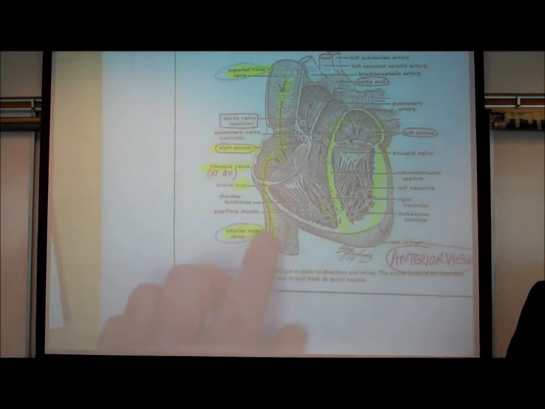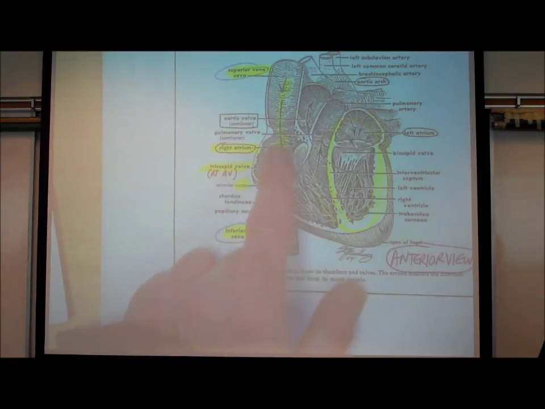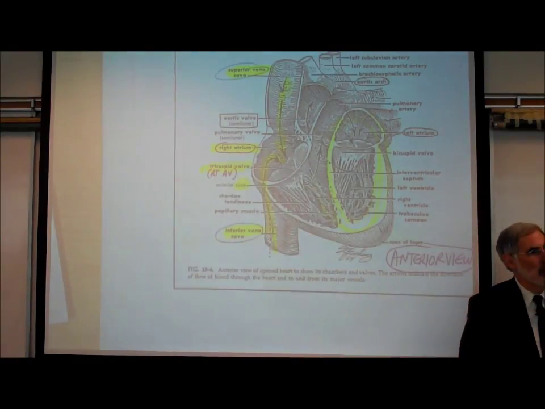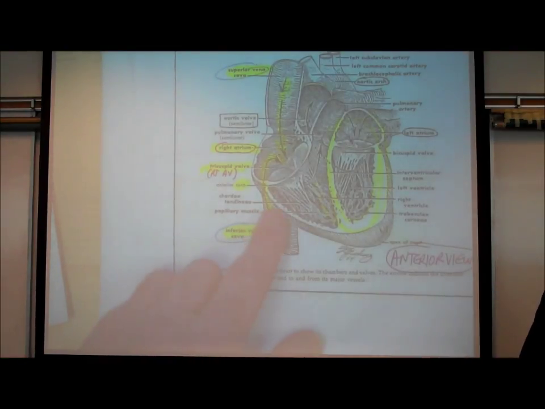The physiologists like to call it the right AV valve, and that's the term I like, but I'm trained as a physiologist, because it's located between the right atrium and right ventricle. Right AV, atrioventricular, between the right atrium and right ventricle.